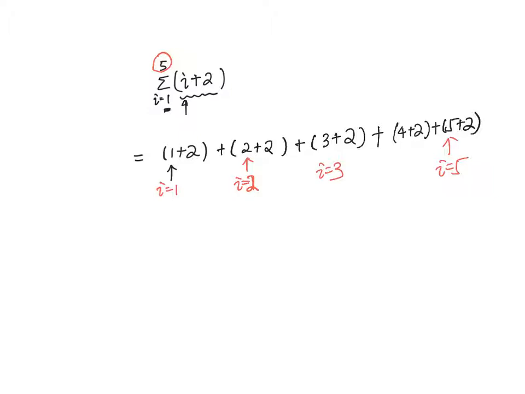So basically this expression means this particular summation, and therefore you can do the math here. This is 3 plus 4 plus 5 plus 6 plus 7, which is 25. So that's how you evaluate this summation notation.